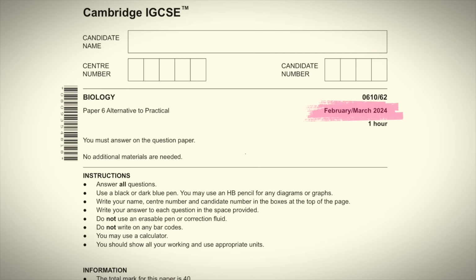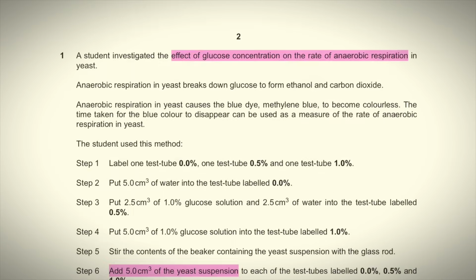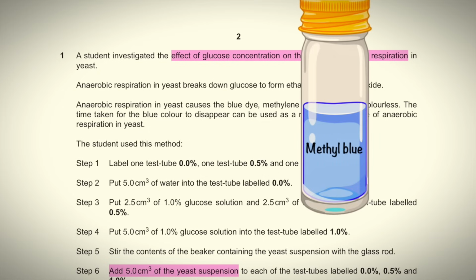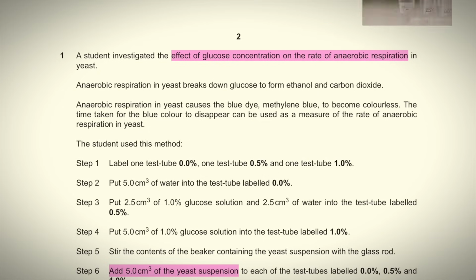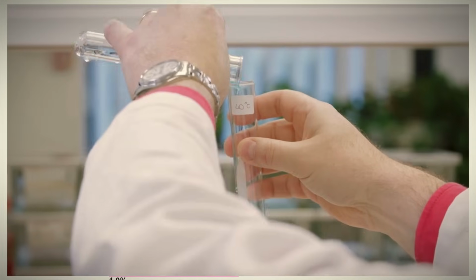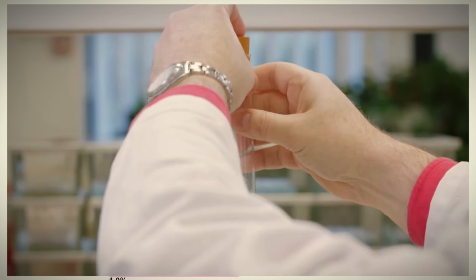This is paper 6 from the latest session, 2024. They're using a special indicator called methylene blue. They told you all the information about it here. They said that when anaerobic respiration happens, this indicator would change its color from blue to colorless.